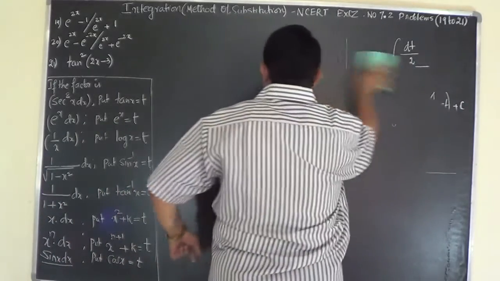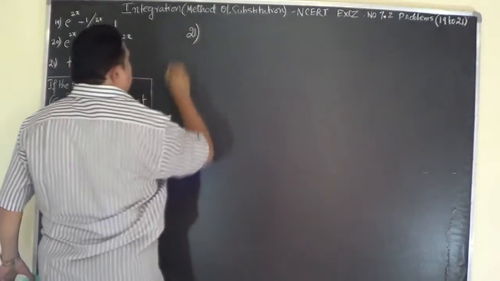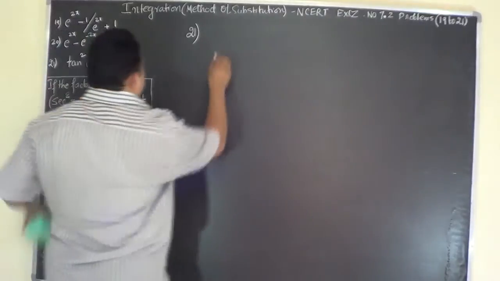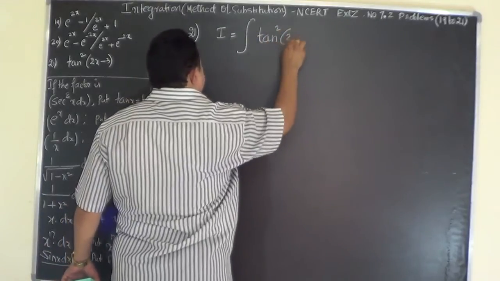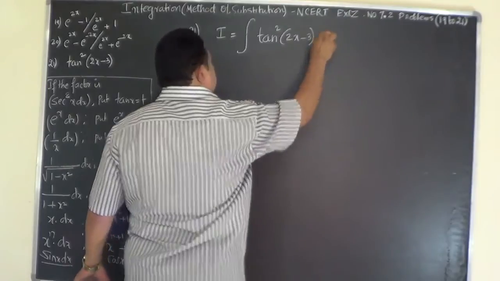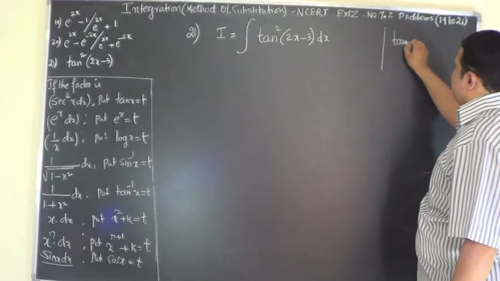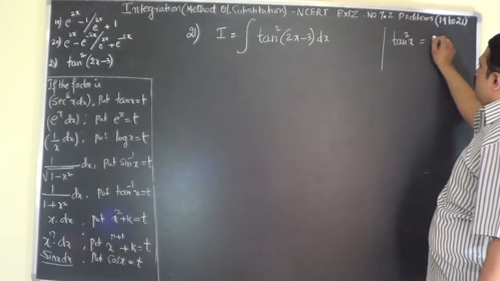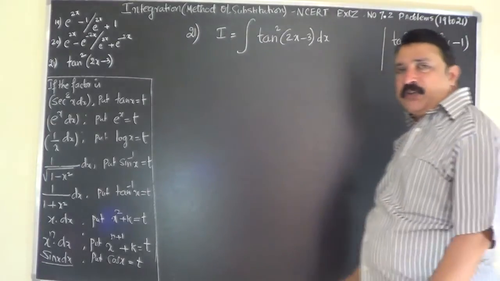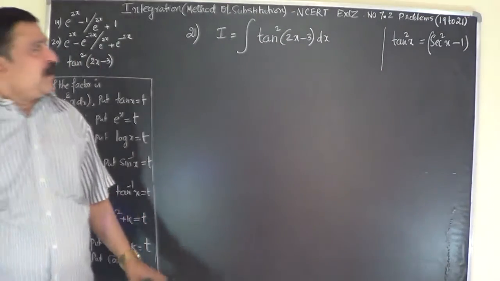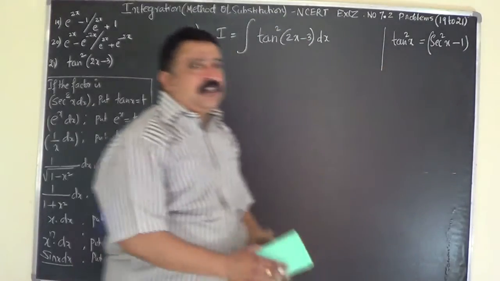Now we'll take up the next problem, that is problem number 21 of exercise number 7.2. Write it as I equals integral tan square of 2x minus 3 dx. See, whenever you have tan square x for integration, you can write it as secant square x minus 1, because tan square x is equal to secant square x minus 1. Remember, if you have a tan square function to integrate, write it as secant square function minus 1.